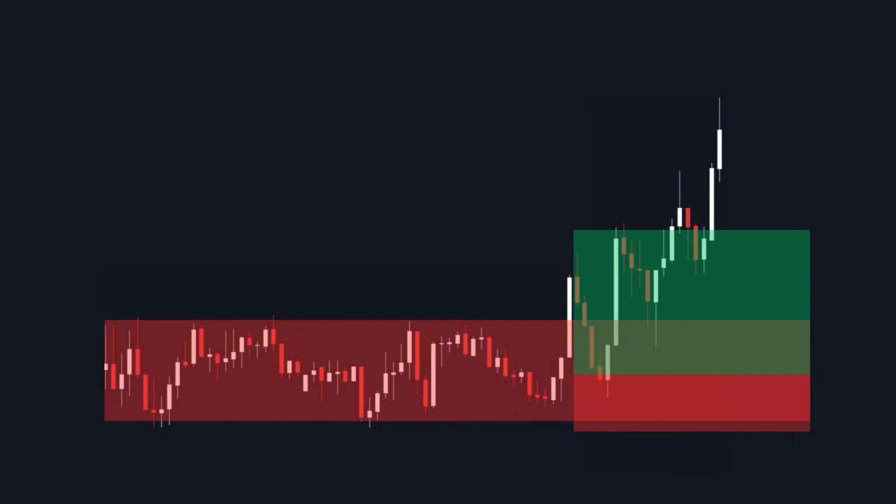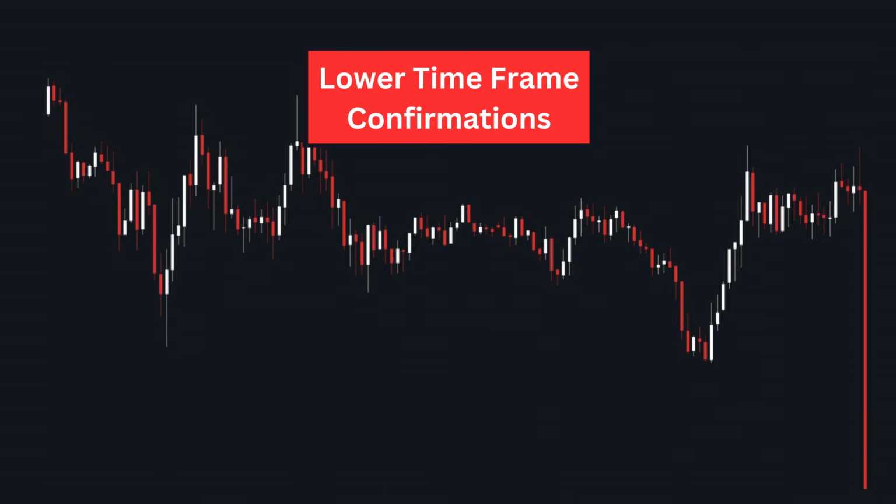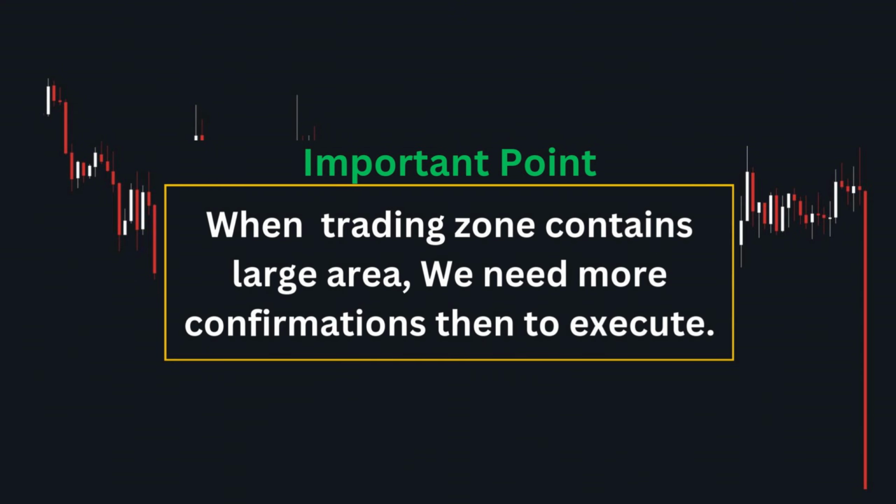The next technique is to wait for the confirmation in lower time frame, which we do most of the time, because no matter how good your trading zone is, there's always a chance for the price to ignore your zone and break through it. But here's an important point: when our trading zone is a large area, then we need more confirmations to execute our trades, because we know that the market loves to take out the early buyers and sellers.